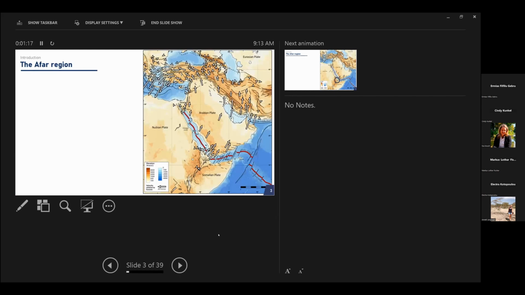If we now zoom out a bit, that's a map of the whole region. The Afar region is here, and it forms a triple junction between the Red Sea Rift, the Gulf of Aden Rift, and the East African Rift system. Yes, but you will see in this presentation, it's a bit more complex than this.